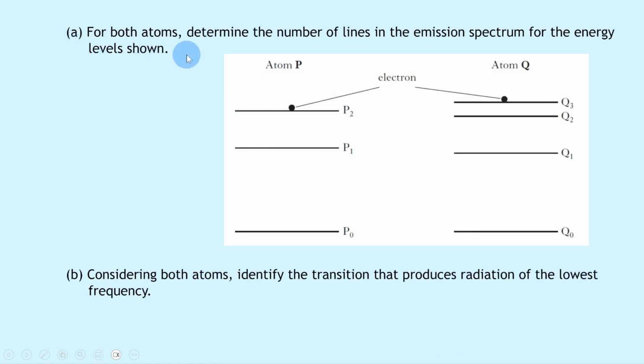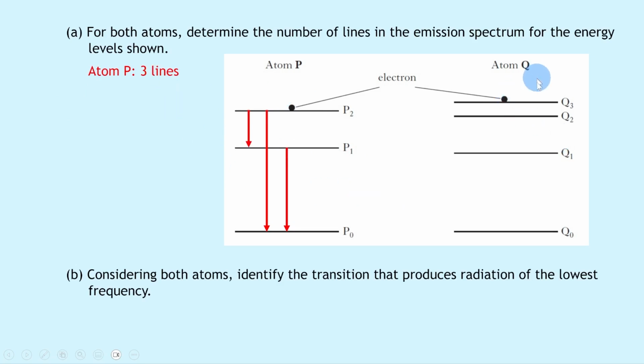So for part A it says for both atoms determine the number of lines in the emission spectrum for the energy levels shown. Well, the way we can do this is to draw arrows going from one energy level down to another. So remember, because we're talking about emission spectra, the electrons are going to be moving down the way to emit photons. So we can show arrows going down the way from different energy levels to show all the possible transitions. So we could have electrons going first of all from P2 to P1. We could also have electrons going from P2 to P0. And then we could also have electrons going from P1 to P0. And that's all for atom P, so we could say that for atom P there should be 3 lines in the emission spectrum.